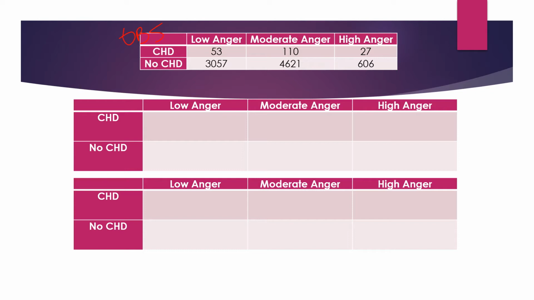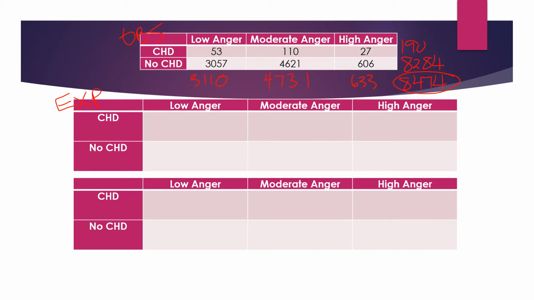So here I need to get my totals, for each row and for each column. I see here that there are a total of 3,110 people with low anger, 4,731 people with moderate anger, and 633 with high anger. Now do that across each row. We have 190 people with coronary heart disease, and we have 8,284 with no heart disease. And that gives me a grand total of 8,474.